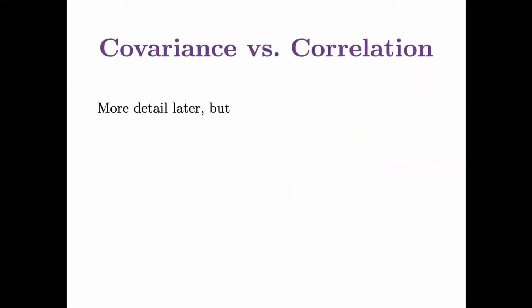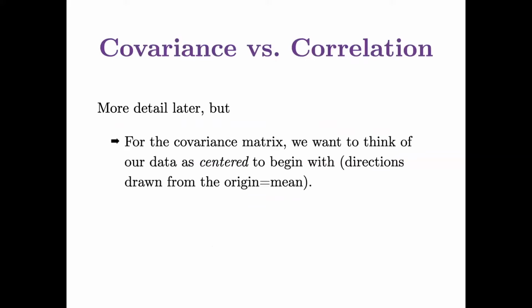I'll give more detail on this later, but for the covariance matrix, we want to think of our data as being centered to begin with. That just means that the average vector, or the mean, has been subtracted from all of the data points so that the directions that we draw are drawn from the origin, which represents the mean. And this will be true of all the plots that I show you on slides.